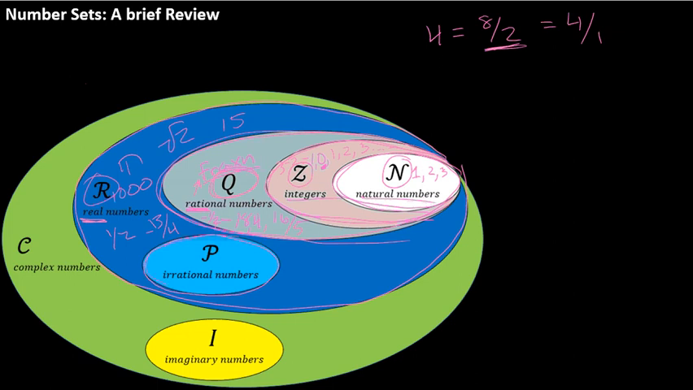Now, irrational numbers. Irrational numbers are real numbers, but they aren't rational. They're not integers, and they're not natural numbers.